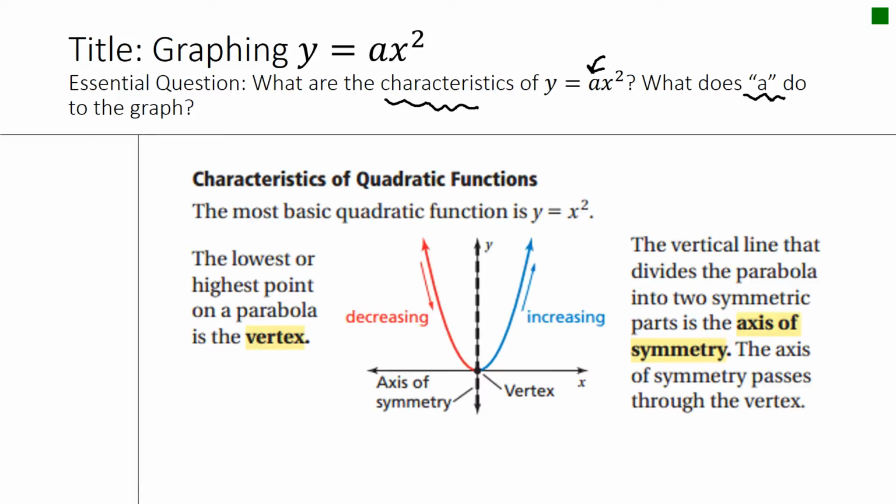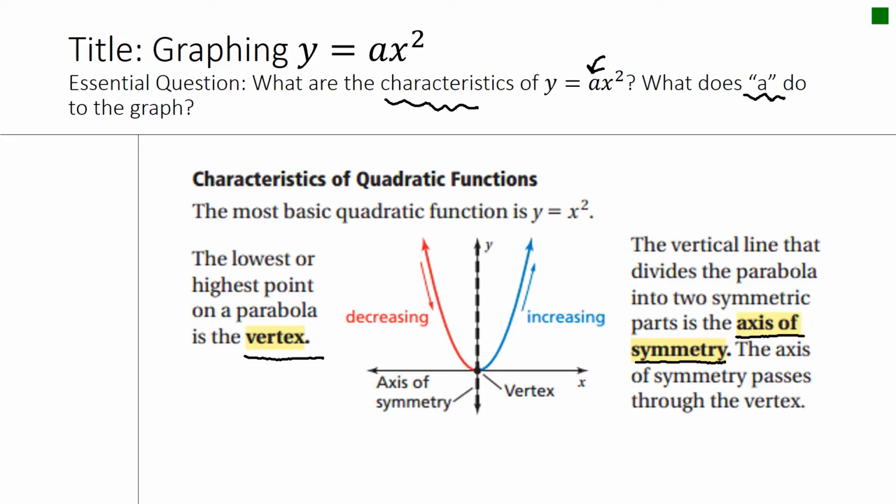So let's go ahead and start off by talking about what are the characteristics that I need you to be able to identify in a quadratic. The first one, the one that we've talked about a lot, is the vertex. The vertex is the point at which it changes direction. It could be the lowest like it was in this example, or it could be the highest like it will be in another example.